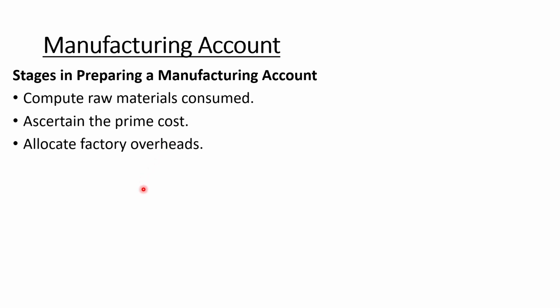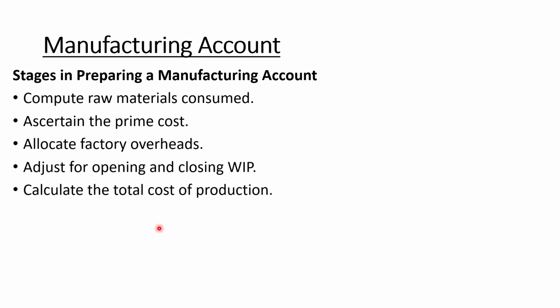Once you have the direct cost and the indirect cost, you also have to adjust for opening and closing work in progress. When you have the direct cost and indirect cost, the job is not fully done. You also have to think about the work that was in progress when you started and also when you finished. Once you do this, you can now calculate the total cost of production and your manufacturing account is done.